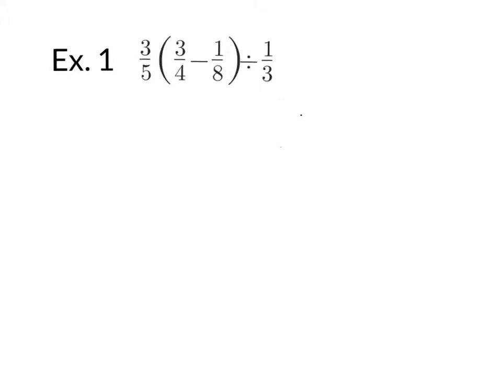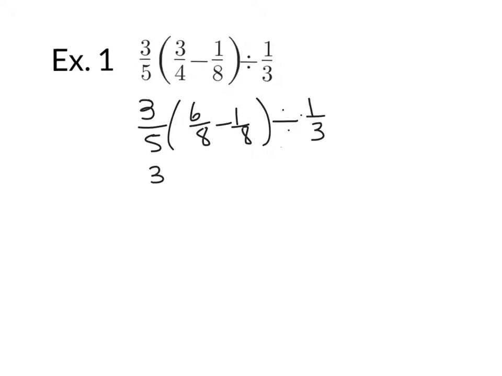So in this first example, I see some parentheses, so we should do the arithmetic inside those parentheses first. So I need to subtract a couple of fractions, and to do that, I will need a like denominator. So I'm going to rewrite the problem from left to right, but inside those parentheses, I'm going to get a like denominator, which would be 8. So I'm going to rewrite that 3/4 as 6/8 minus 1/8, and then don't forget about the division by 1/3.